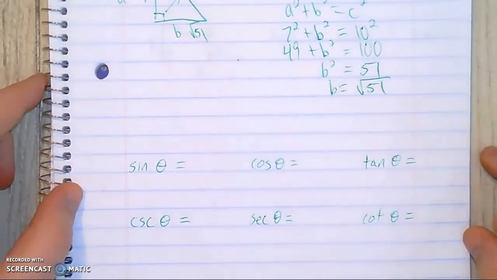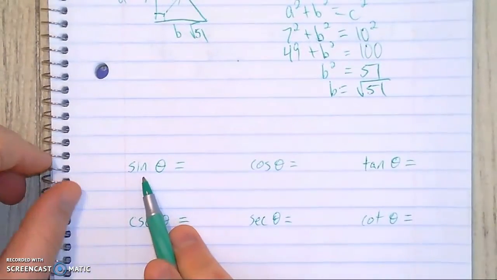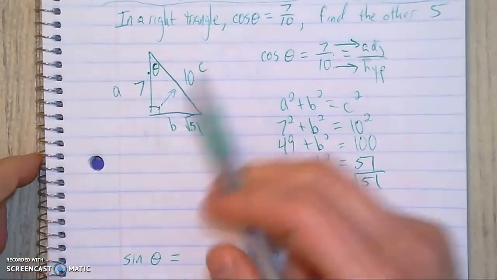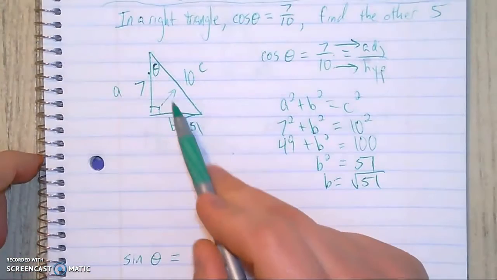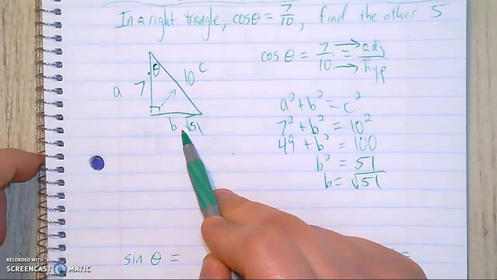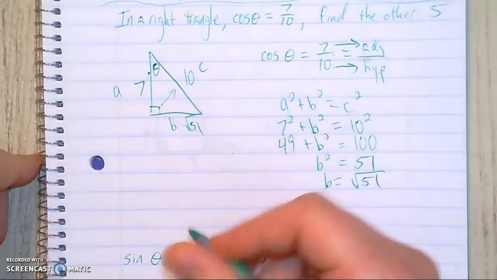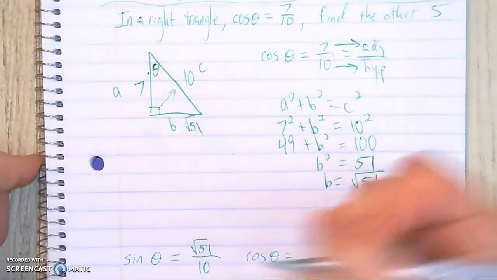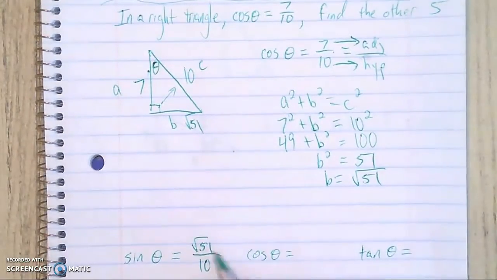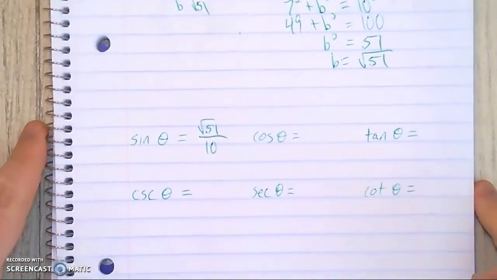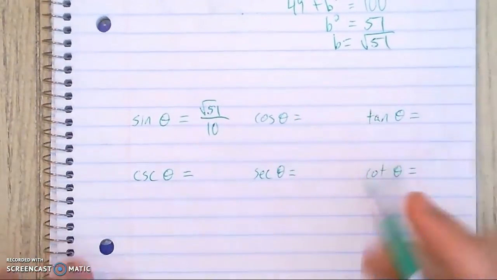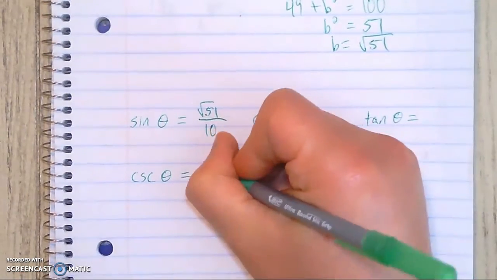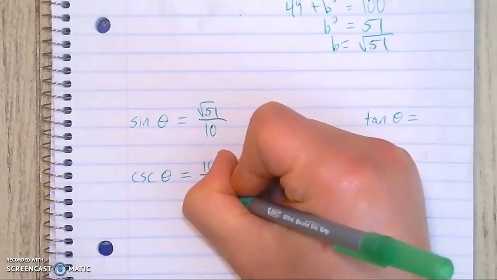So now I'm ready with all 3 sides known to go ahead down here and fill in my values. So for sine, I'm thinking opposite over hypotenuse. So I come back up here, I find theta, I go opposite radical 51 over hypotenuse 10. That's radical 51 over 10. And that's great. The radical's in the top, so it's good. Now before I move on to the other ones, I'm right away going to do the cosecant, which is the reciprocal. So that's 10 over radical 51.